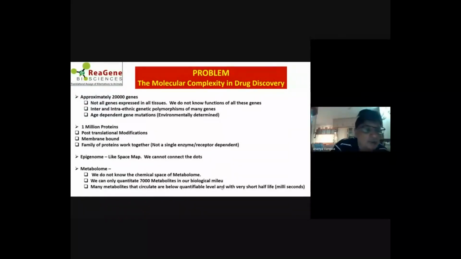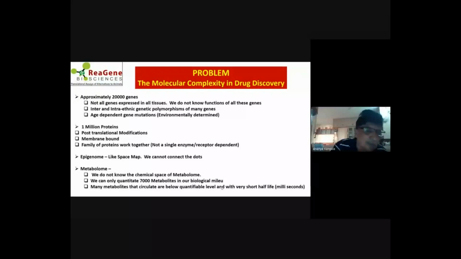And I don't know the actual number. They think that there may be more than 1 million proteins, and many of them have post-translational modifications. Many times a family of proteins works together, not a single enzyme. And the epigenome, I can't even figure out what the epigenome is anymore, because it's like a space map. You look at the Google map and you forget it. You don't know where you are putting your transcriptional and translational factors into that.